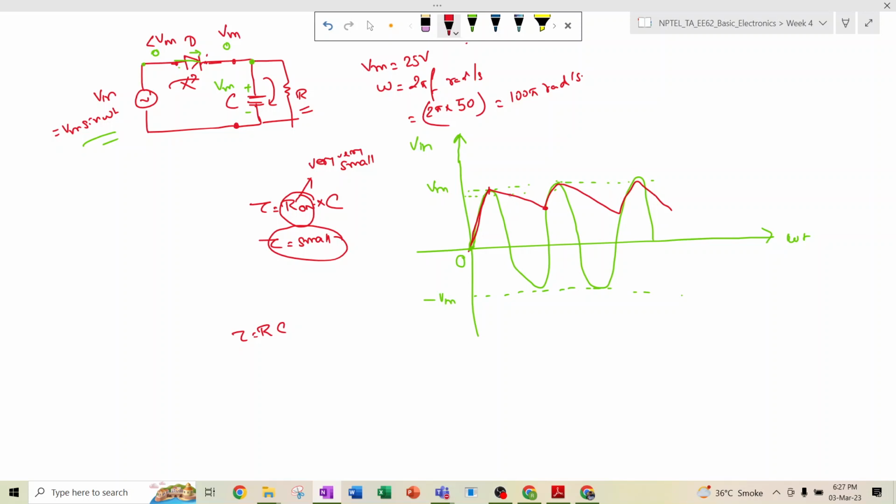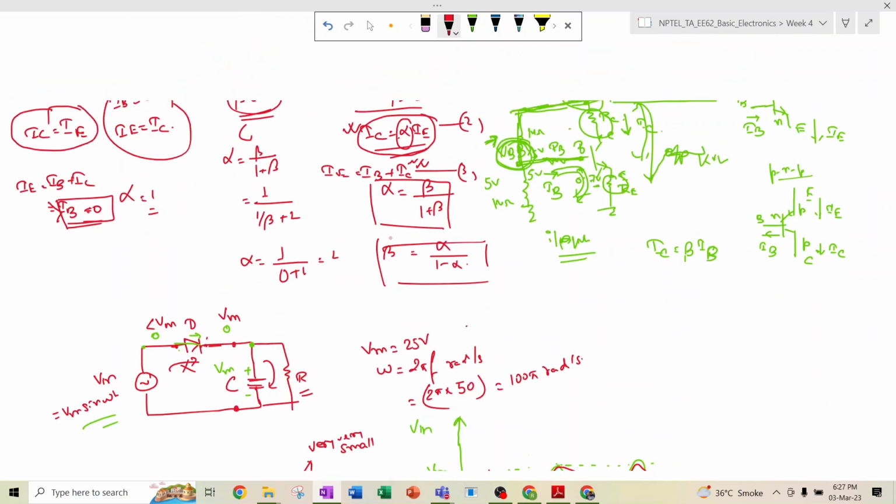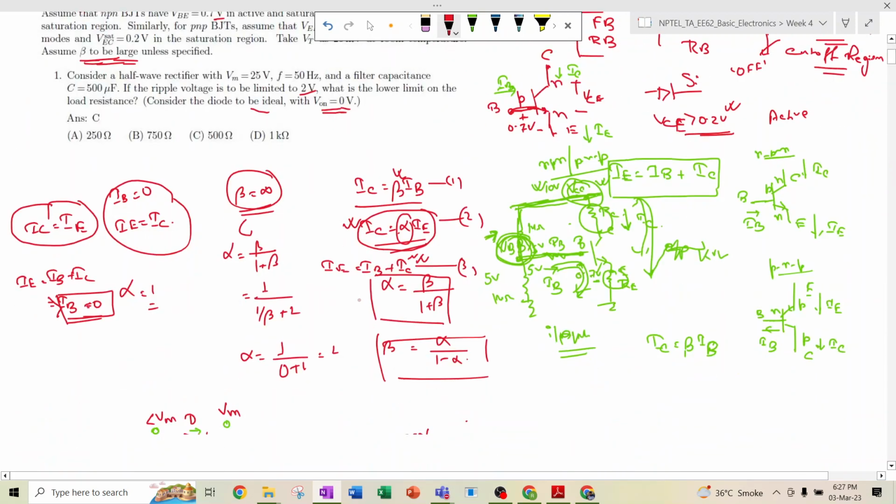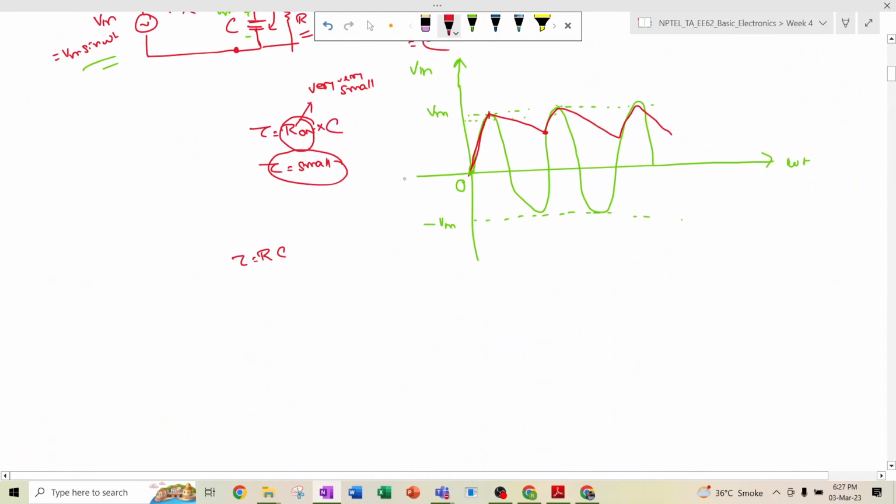Okay, so in the question it is asked that the ripple voltage is limited to 2 volt. So the difference between this Vm and the ripple voltage, that means this should be 2 volt. So if it is 25 volt, it should be 23 volt. Then what should be the value of the resistor?